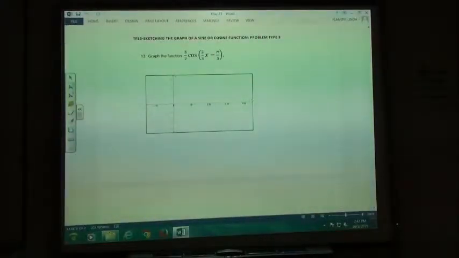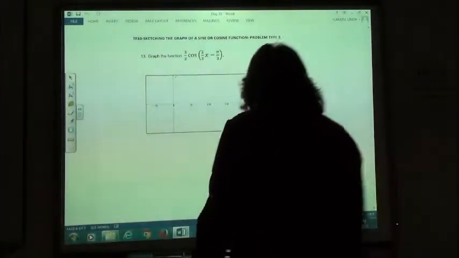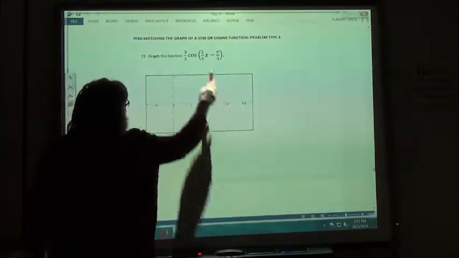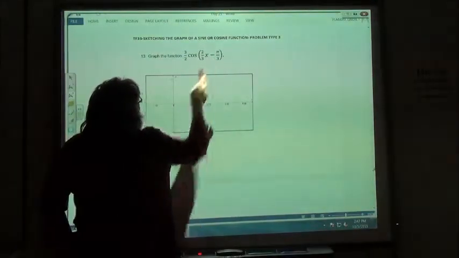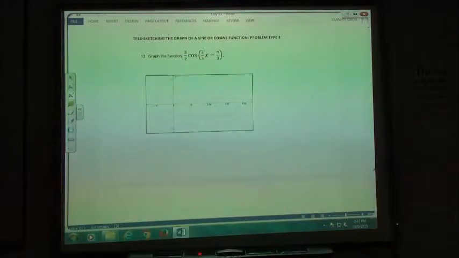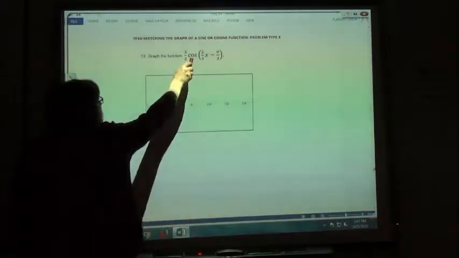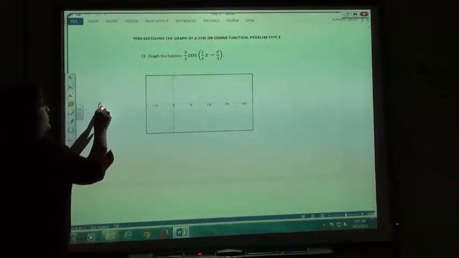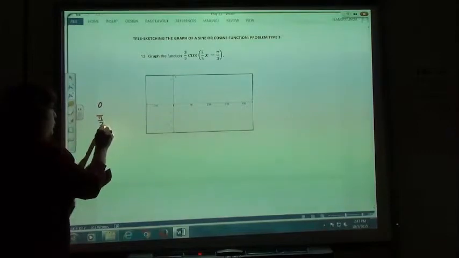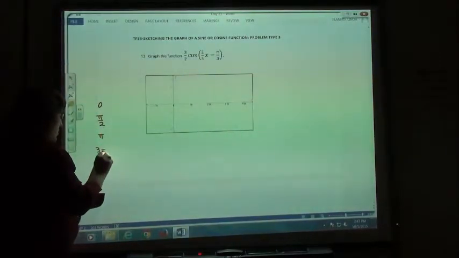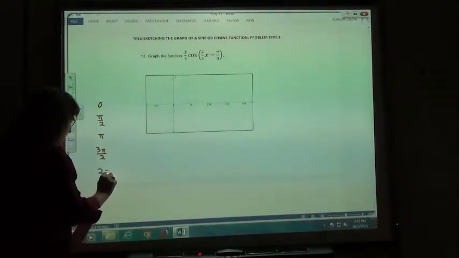Last three on this page, again, we're doing the sine or cosine function problem type 3, where we have both a change in our period and a shift to our graph. But again, basically we're doing the exact same thing we did on problem type 1 and problem type 2. I'm going to start with my cosine function. So 0, pi over 2, pi, 3 pi over 2, and 2 pi.